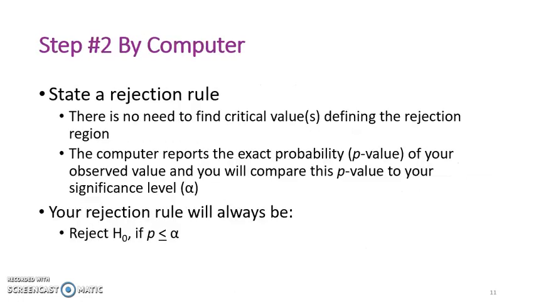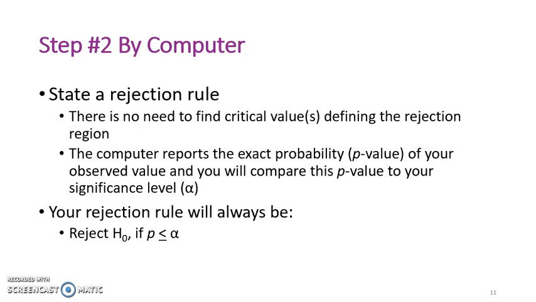We just covered step 2, stating a rejection rule for when you do the analysis by hand. But step 2 is different when you select a rejection rule when you do the analysis by computer. There's no need to find critical values. The computer will find them for you. And then the computer reports the exact probability, or the exact p-value, of your observed value. And then you compare this p-value to the significance level that you set, typically 0.05.